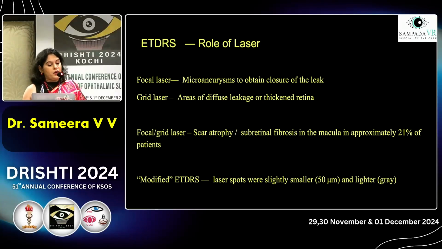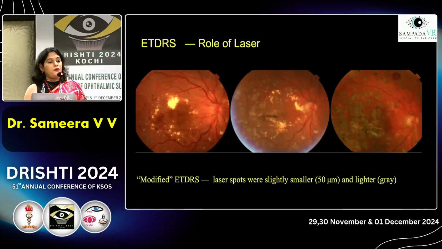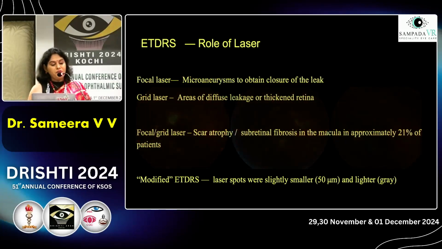So we are doing focal laser for microaneurysms, and we are doing grid laser for areas of diffuse leakage in the thickened retina. But what is the issue? There is a lot of scar atrophy and subretinal fibrosis in almost around 25% of the cases. So then we came across the modified ETDRS, where laser spots were slightly smaller and lighter.